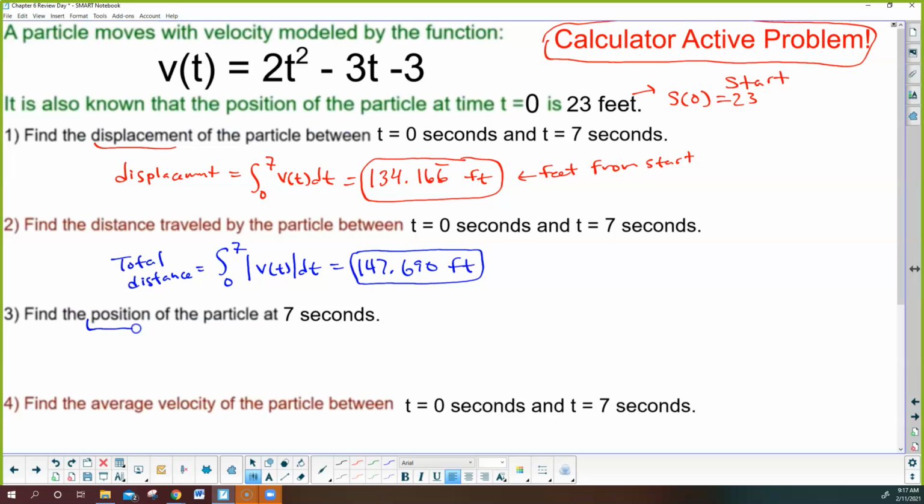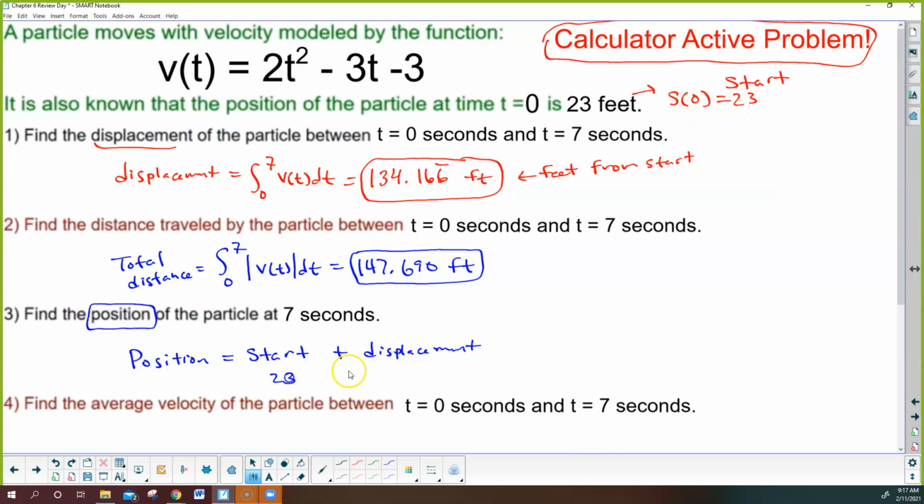Now here's the part that I want to make sure we get, because we didn't talk about this yet, is your position, but this was in the video. So if you didn't watch the video, this is new. Your position is your starting spot plus your displacement. So it's really quick because we already know the displacement and we know where we started. They gave it to us.